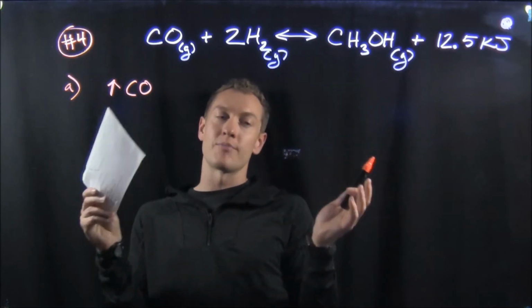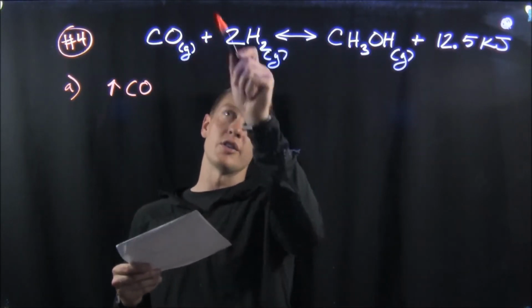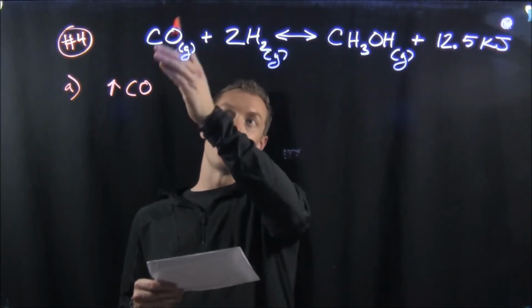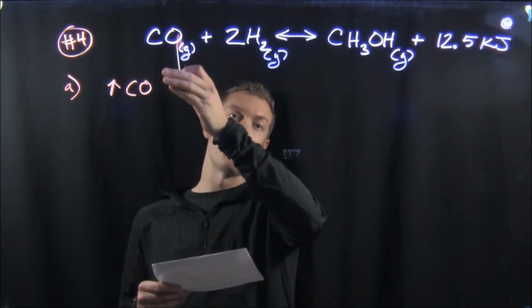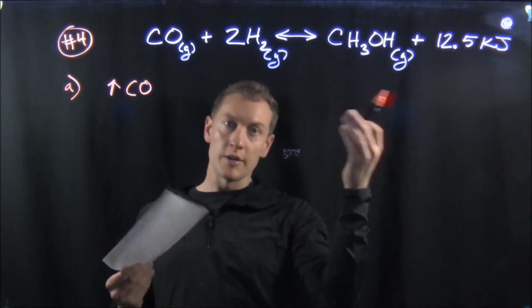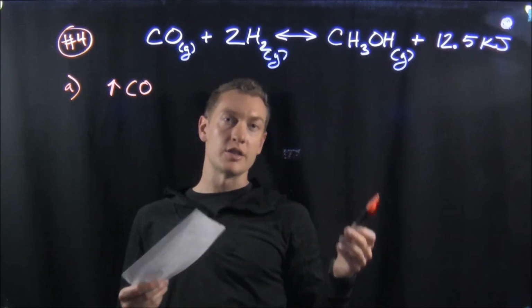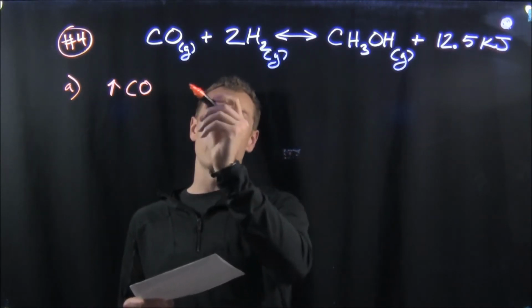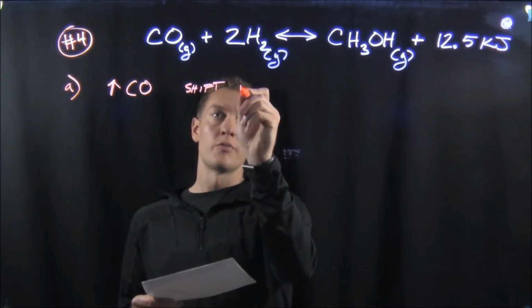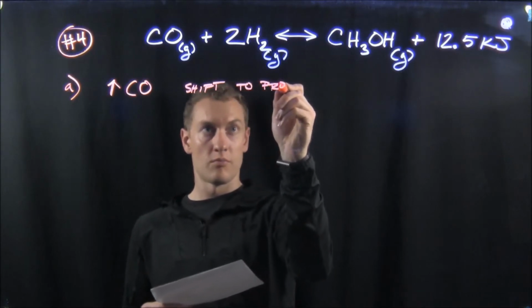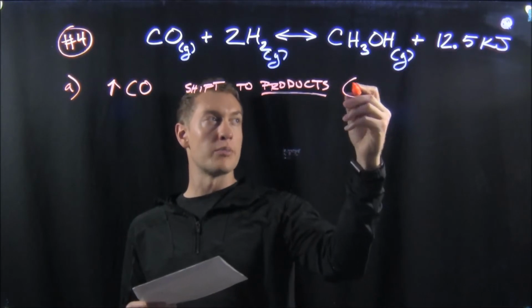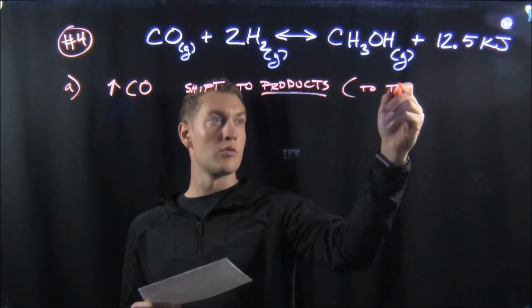If you just think about it, these are breaking down to make these and these are combining to form that, then if you add more carbon monoxide, you're going to have more of the forward reaction, less of the reverse reaction. So, mathematically and conceptually, it makes sense that adding carbon monoxide is going to shift to the products. Or some teachers would say to the right.